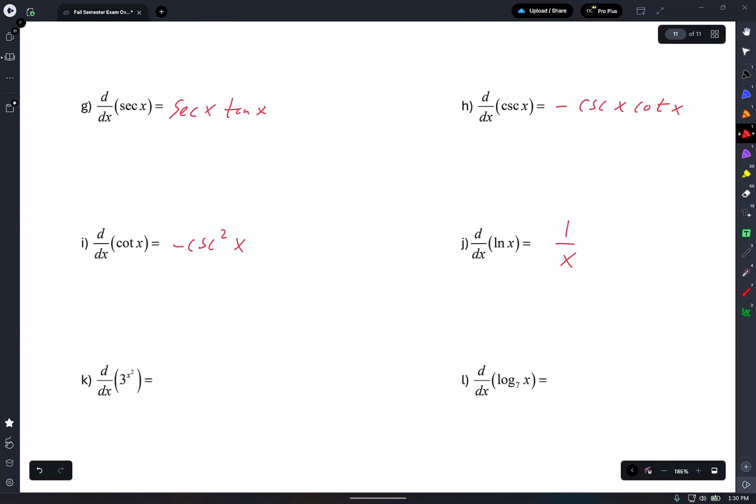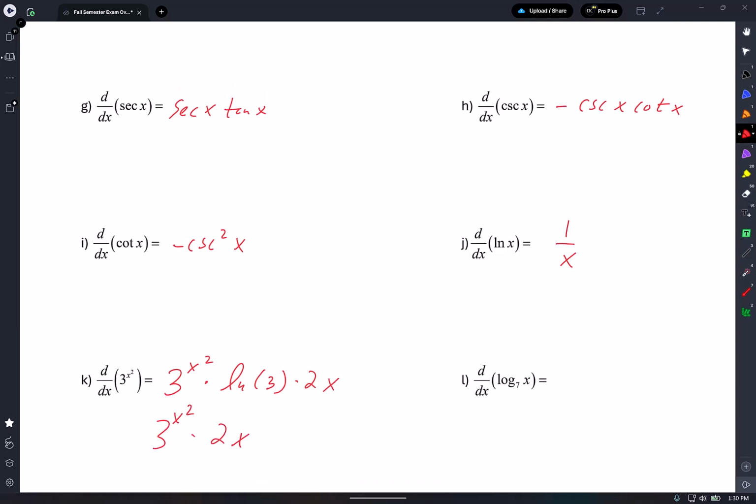This is an exponential, guys. The derivative of an exponential is itself: 3 to the x squared, times ln of whatever the base is, ln of 3, times chain rule, the derivative of x squared, times 2x. You could have rewritten it as 3 to the x squared times 2x ln of 3. That's not a big deal. Some of you are multiplying this 3 and 2 and calling them 6. You can't do that, guys. That's not a thing. This is 3 to the power x squared. This is 2x. You're defying math rules there.